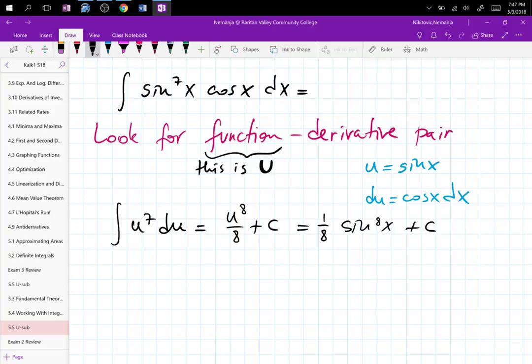It's a lot of very interesting problems. Now the next one is also going to have trig, but it's different.